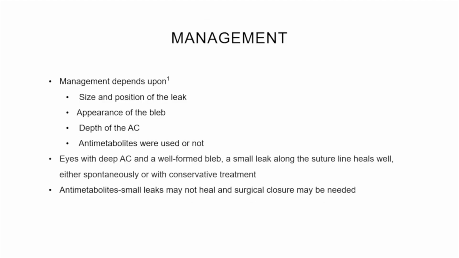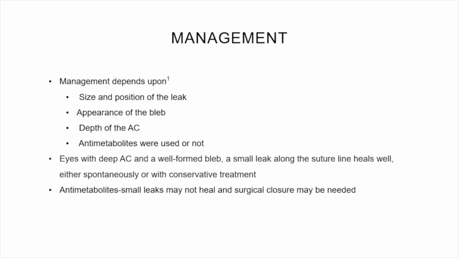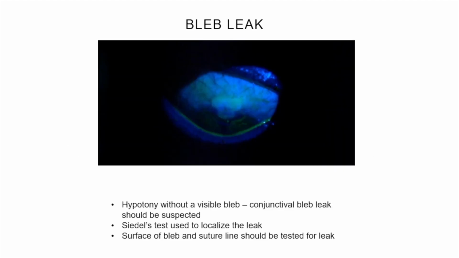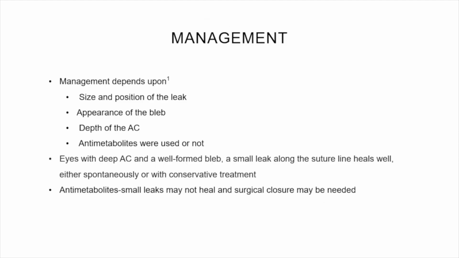So the first, with a shallow AC with a low IOP, we should check hypotony. The video is not working, but hypotony without a visible bleb, a conjunctival bleb leak should be suspected. Seidel test should be used to localize the leak, and the surface of the bleb and the suture line should be tested for the leak.